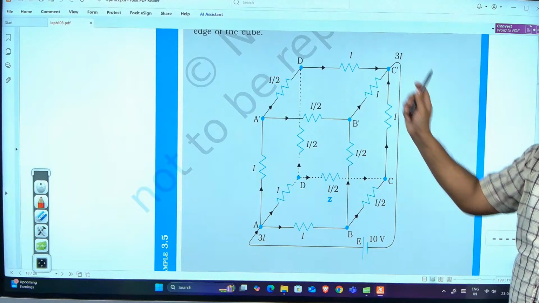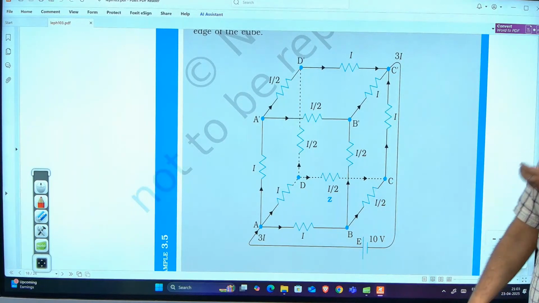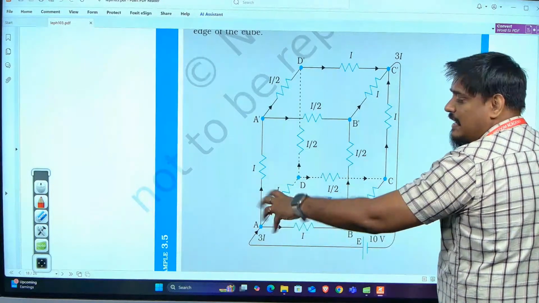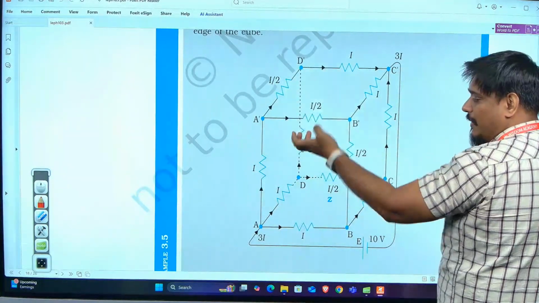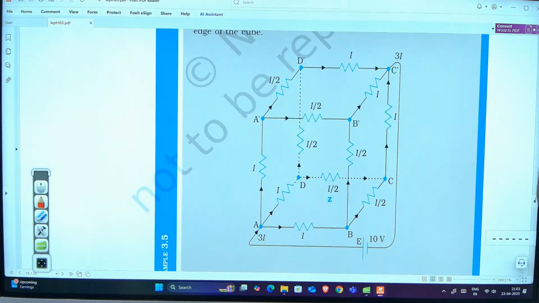So once again, I, it will become 3I and it will come back. So 3I is splitting as I, becoming I by 2, I by 2, I by 2, I by 2, and once again I and coming out. Are you getting the network formation?